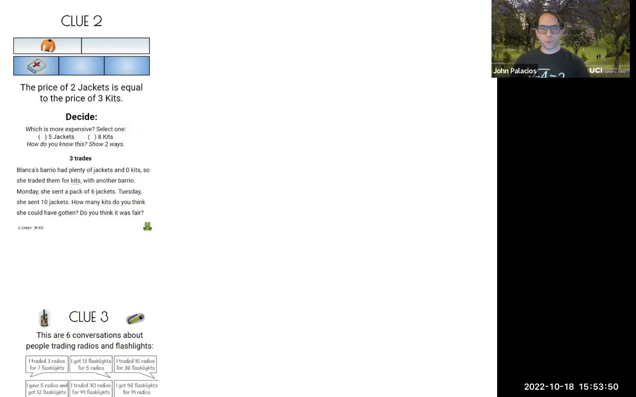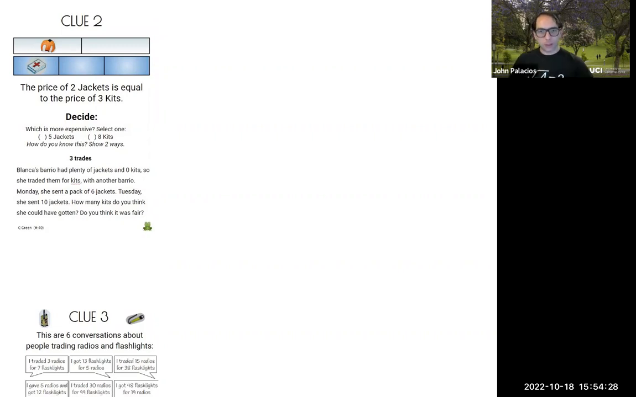Clue number 2 is similar to clue number 1 in setup and guidance, in that you'll be handing them these clues and you'll be telling them that, oh, and as you walk around in this new town, you hear someone trade 2 jackets for 3 first aid kits. And you'll ask them to then decide which of these are more expensive. This one is perhaps a little bit better for representation pictorially in terms of quantity, since there are only 2 jackets traded for 3 first aid kits.